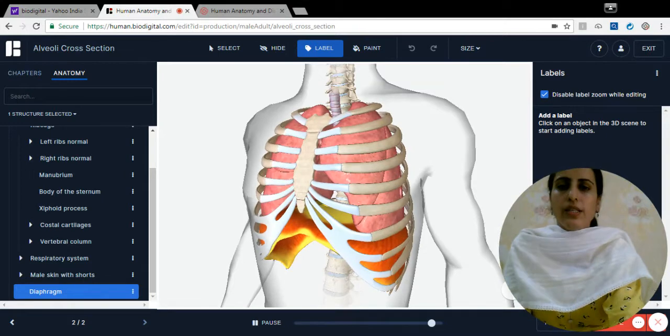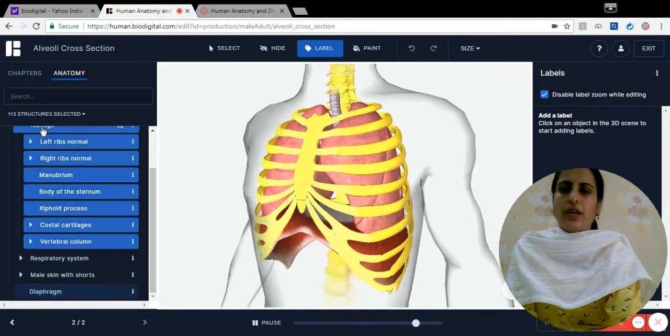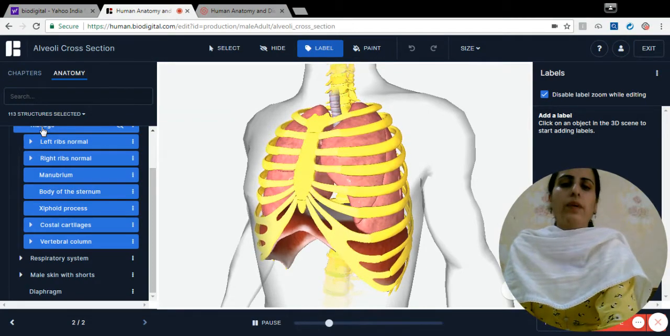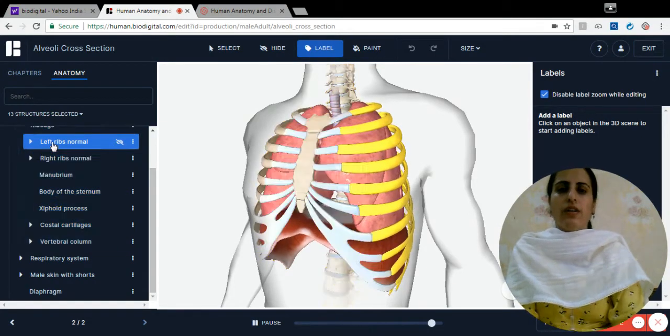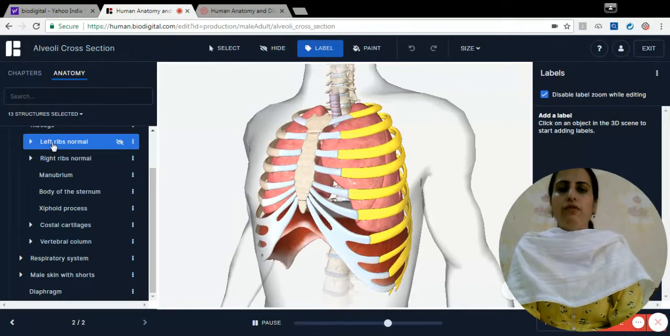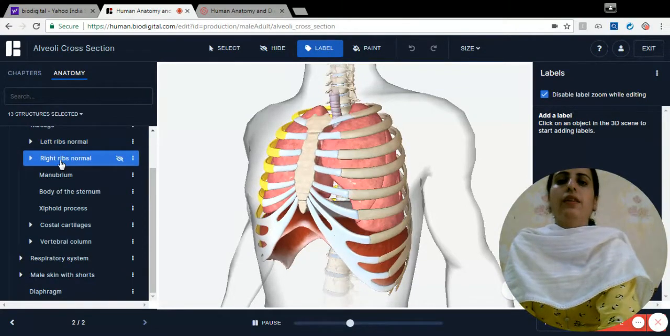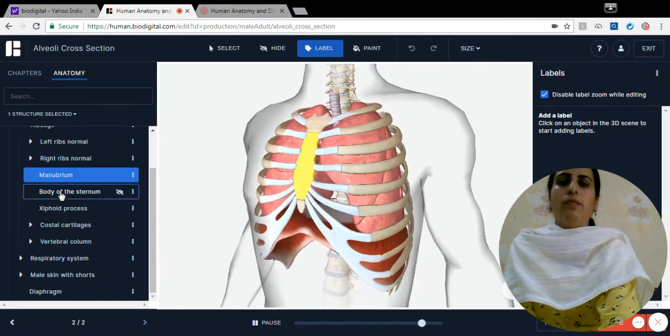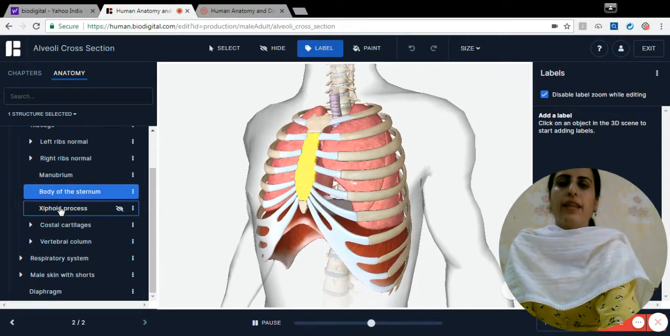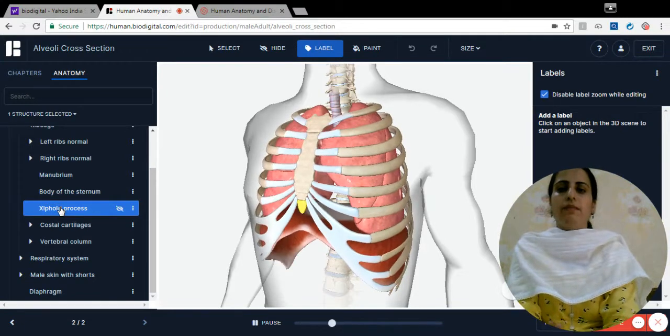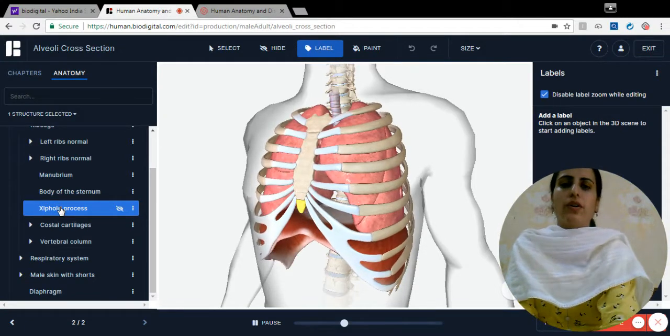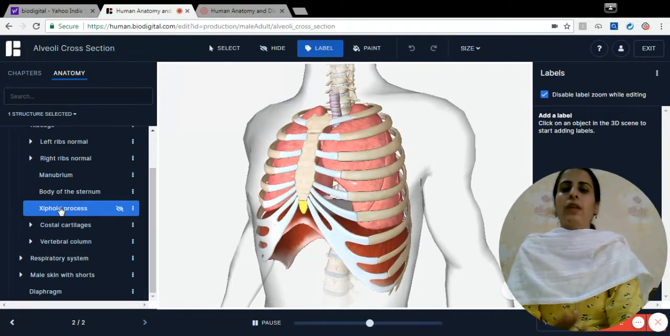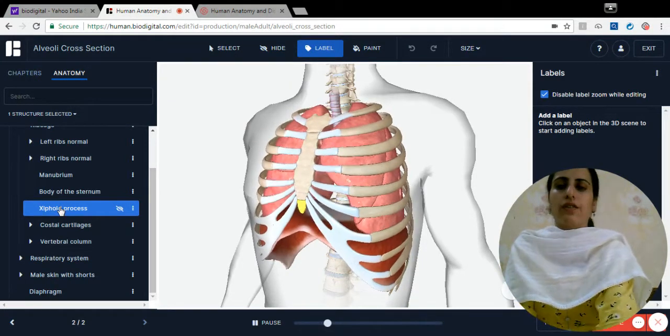So in this picture, you can see the rib cage, the one represented in yellow. This rib cage comprises the left ribs, the right ribs, the manubrium, the body of the sternum, and the xiphoid process. The manubrium, body of the sternum, and xiphoid process together form the sternum. Sternum is the chest bone which is located on the front side in the chest or the thoracic region.